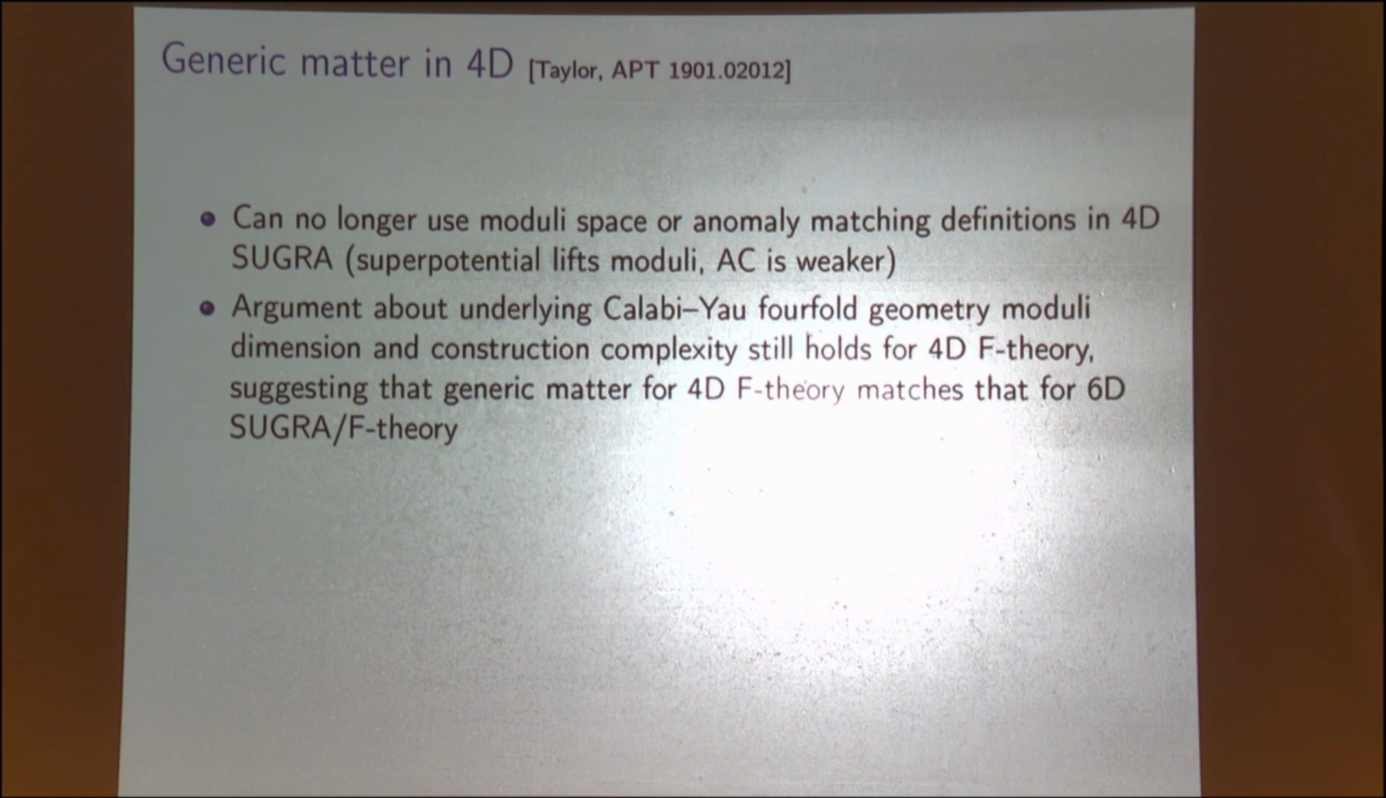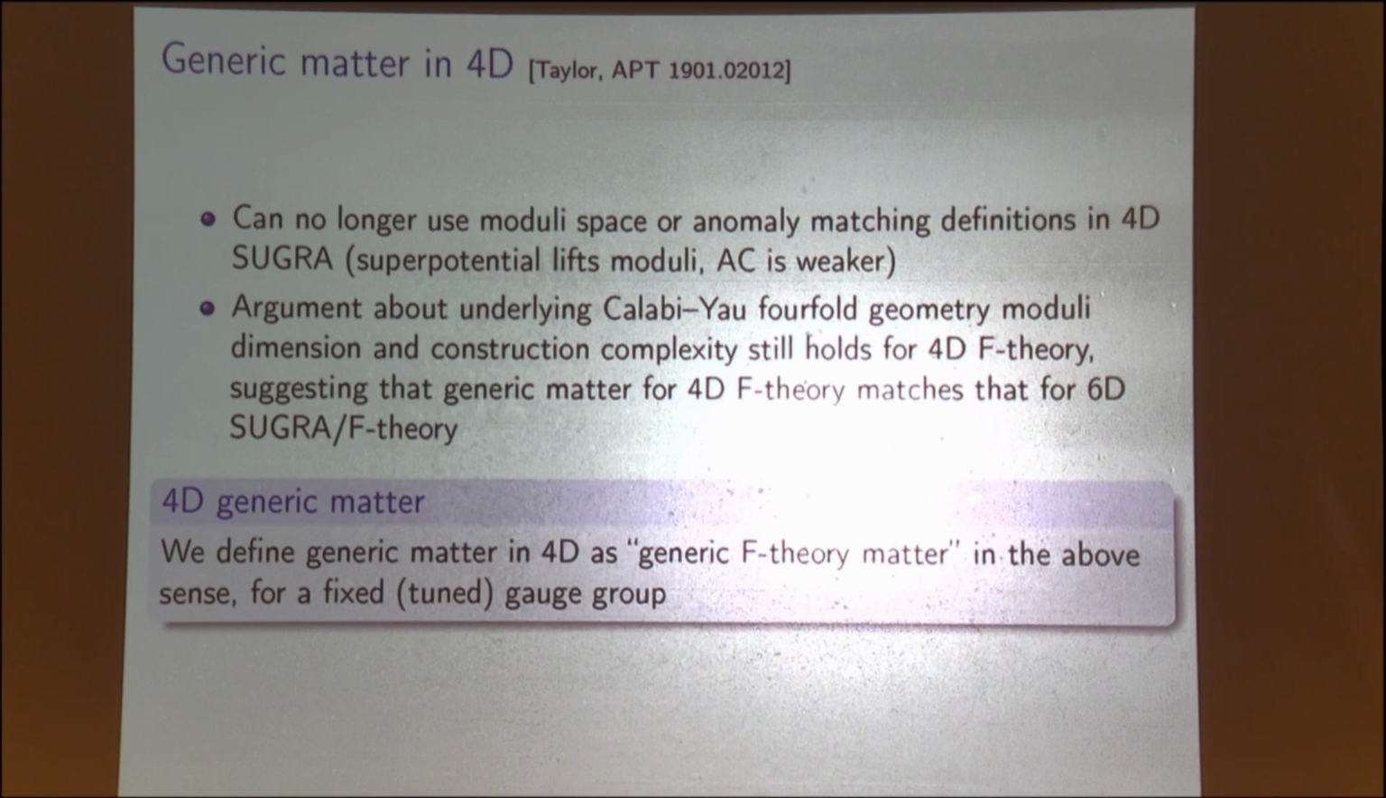But all of the arguments we made about F-theory still hold here. So arguments about the moduli space dimension for the underlying Calabi-Yau and the complexity of the constructions, which suggests that the generic matter for a 4D F-theory model should be exactly what we see in 6 dimensions from supergravity or from F-theory. And so this is going to be our working definition of 4D generic matter. It's going to be generic F-theory matter in this sense. So basically, this is just saying that we have the same representations we saw in the generic matter classification in 6 dimensions. Again, for a fixed gauge group, which in our case will generally be tuned.